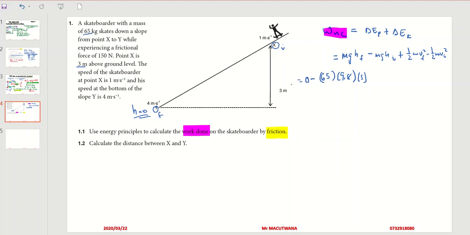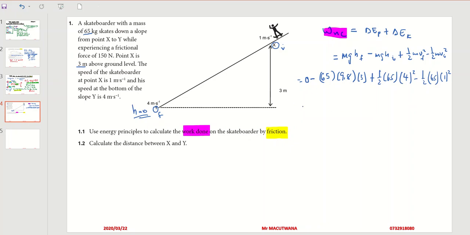Plus, now here we have half m, your m, that is mass, is 65. Then v, now what is your final velocity? If the skateboarder started here with 1 meter per second, finally he'll be moving with a speed of 4 meters per second. Then you square it, then you say minus half into 65 into 1 squared.